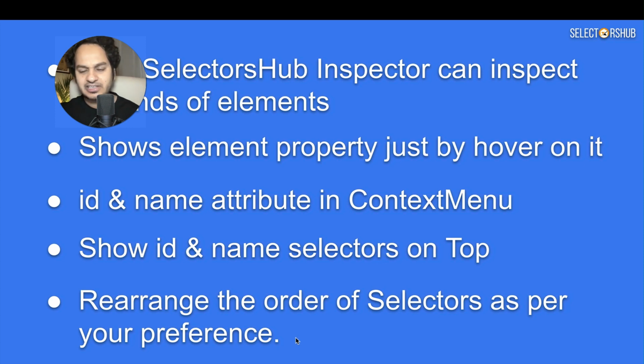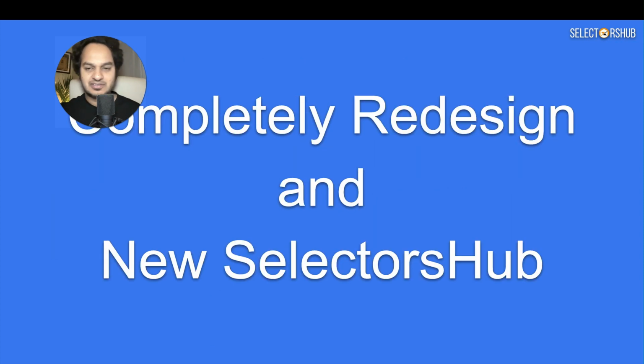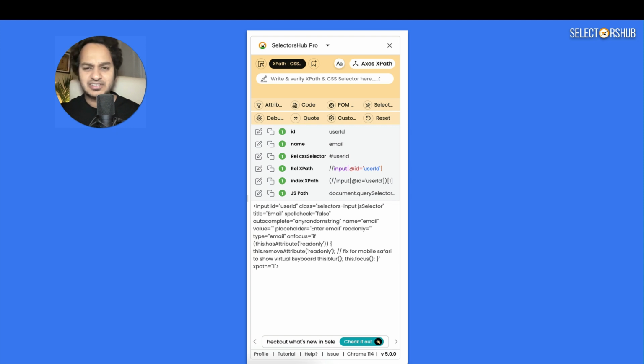Then we have added a lot more features, like a lot of performance improvements and all those things. Now we have also completely redesigned SelectorsHub and launched the new SelectorsHub UI. It is more obvious, more lightweight, and has more selectors. You can see that in the UI. You have more obvious things like Axes XPath. Earlier it was not that visible. So all those things are here, and a much neater and cleaner UI with more space.